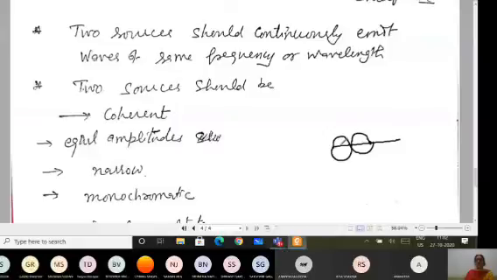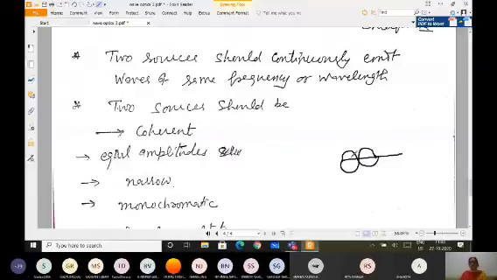Because they are not cancelling each other's magnitudes, I may get the resultant wave like this by the superposition of waves. So I will not get complete darkness. But if both the amplitudes are the same, then I will get complete dark.